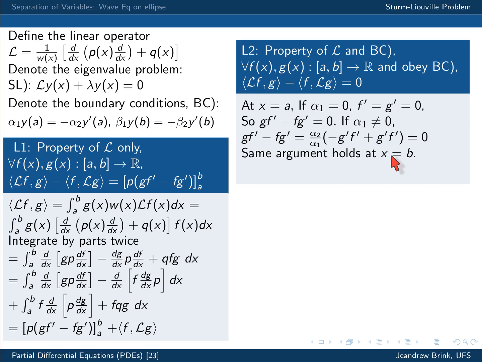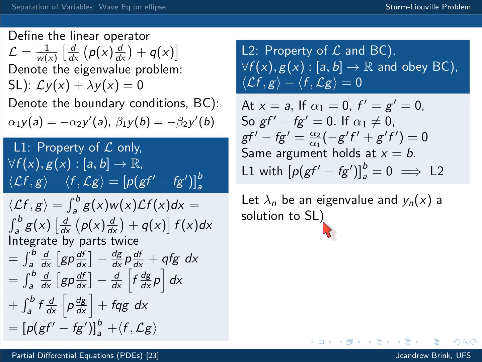So simply by looking at functions that satisfy the boundary conditions, you have from lemma 1, with the fact that this thing is 0 at both points, that the above result holds. Okay, so that's a property of both L and your boundary conditions. So now let's go one step further, and we actually start looking at eigenvalues of the solution, or eigensolutions of this problem.